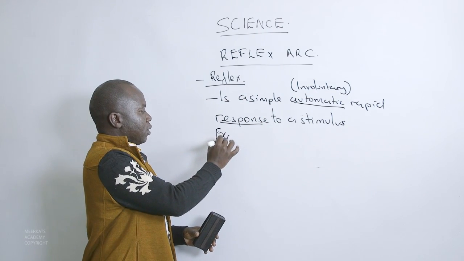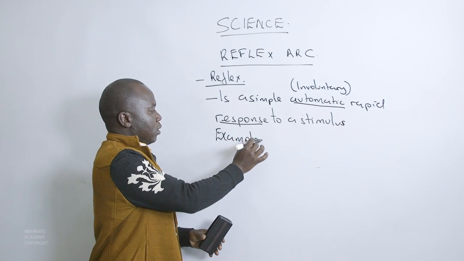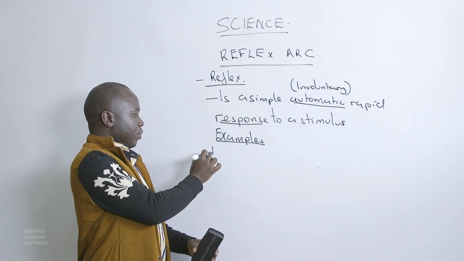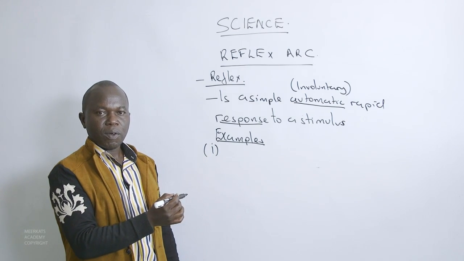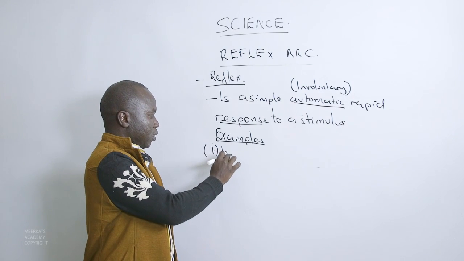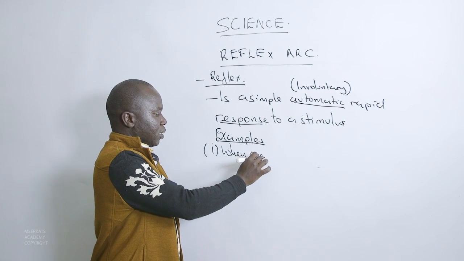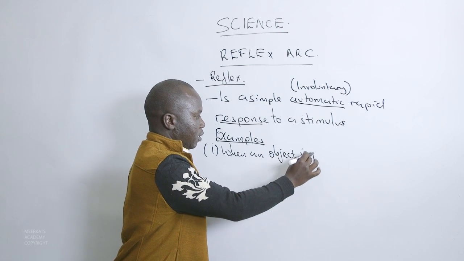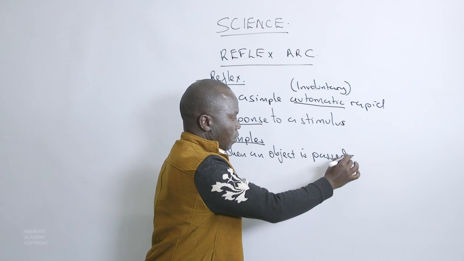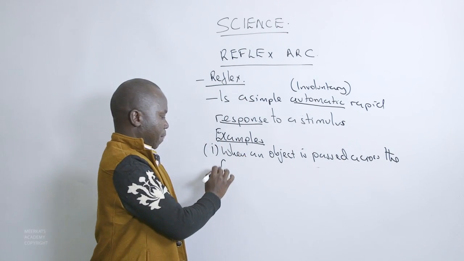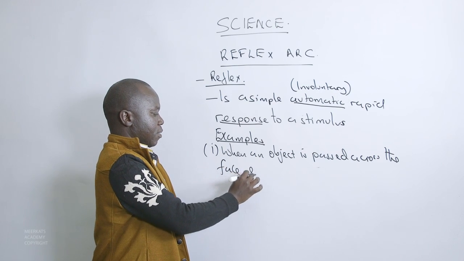Examples: we have said you can look at several examples. When an object is passed across the face, the eyes will blink.